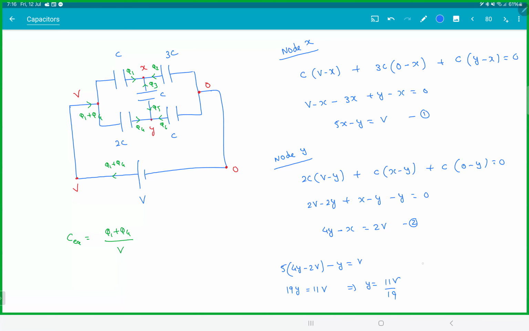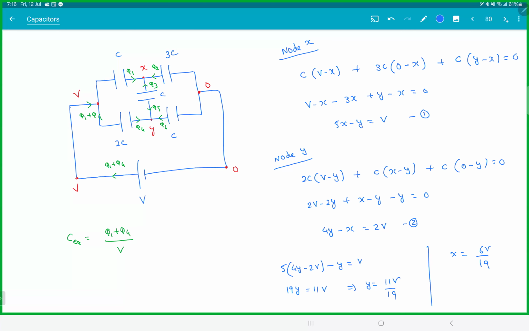Yeah. So if you got Y, X will come now. What is X? So X is 4Y minus 2V. So 44 by 19 minus 2. That is 38. So 6V by 19. X and Y have come.